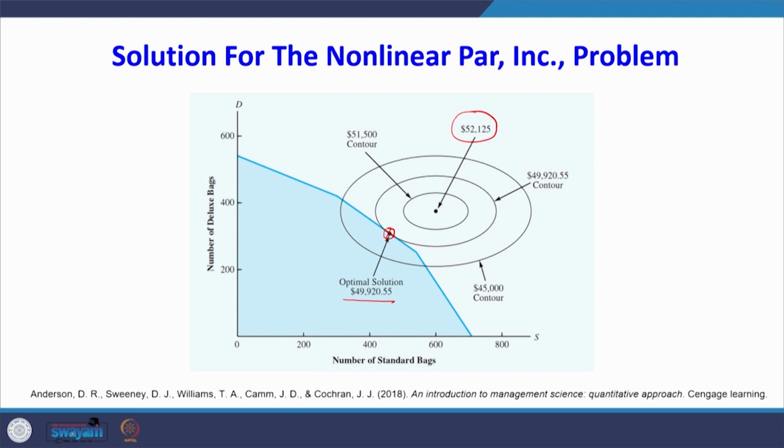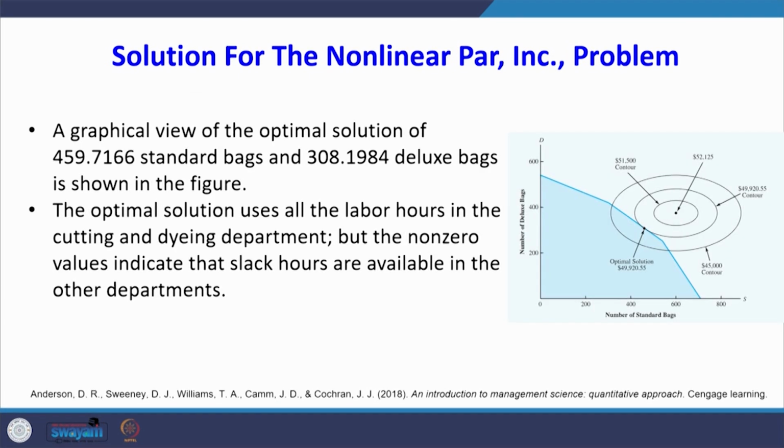So, this point is our optimal value for the nonlinear problem. We will interpret further in coming slides. You see the graphical view of the optimal solution, 459 comma 308, which point? This point, this point. The optimal solution uses all the labor hours in the cutting and dyeing department, but non-zero values indicate that slack hours are available in the other departments.